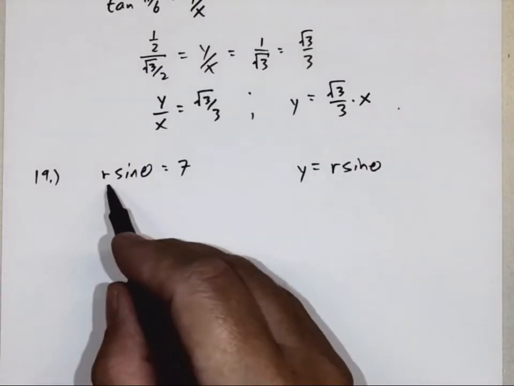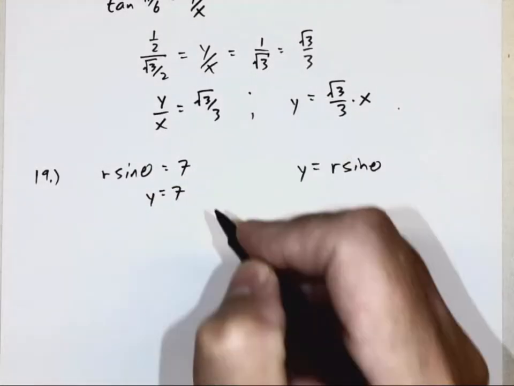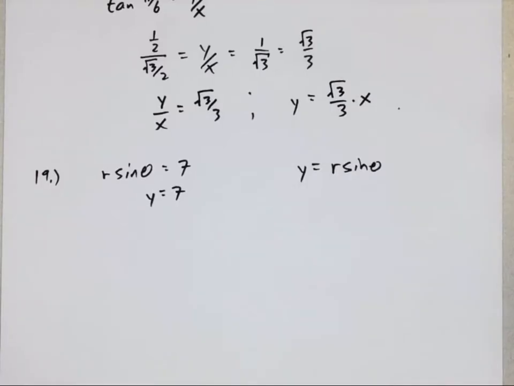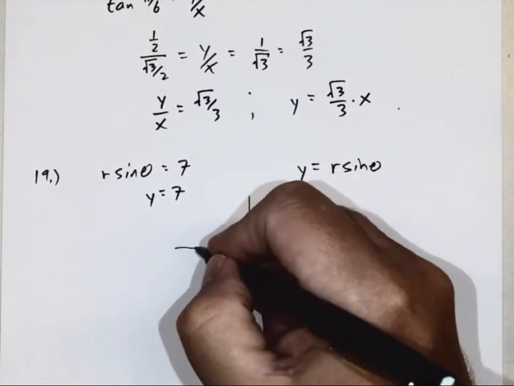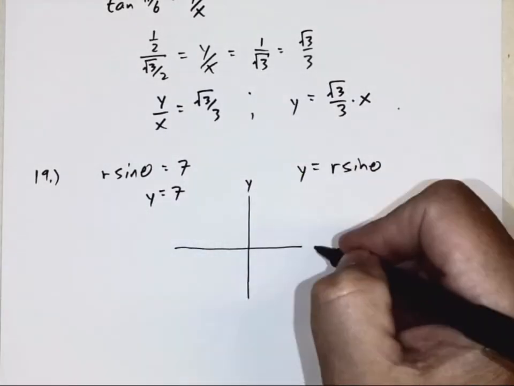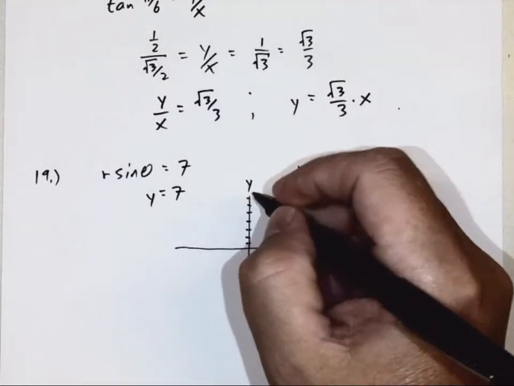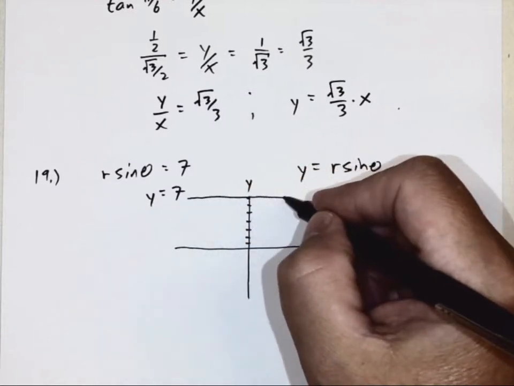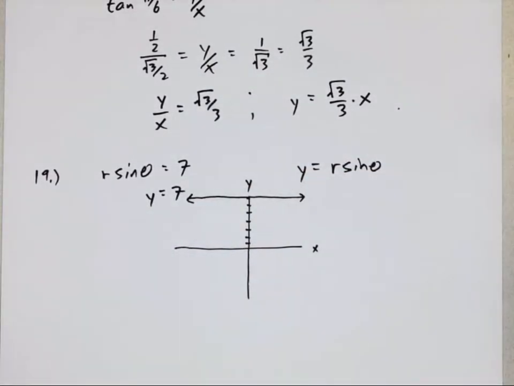What do we have here? R sine theta. So that one's pretty simple. What is y equals 7? Y equals 7 is the horizontal line that goes through y equals 7.